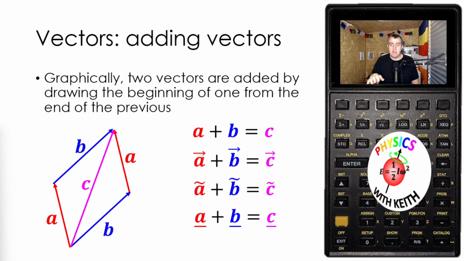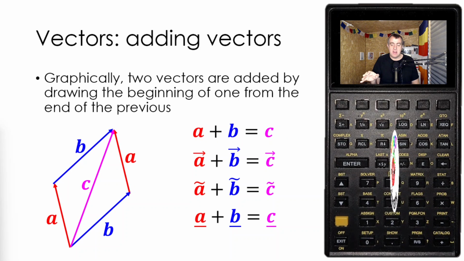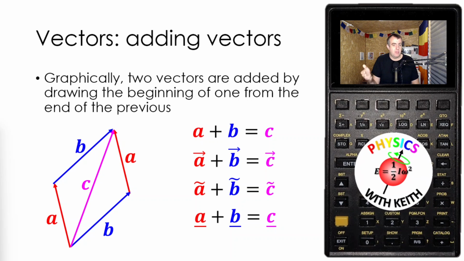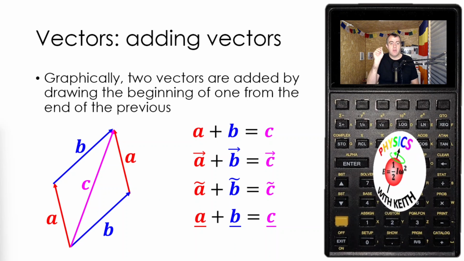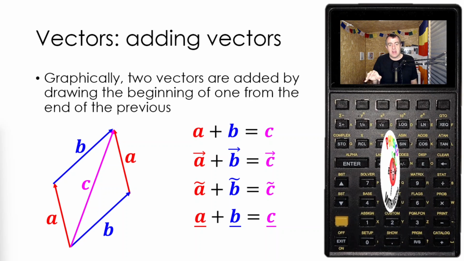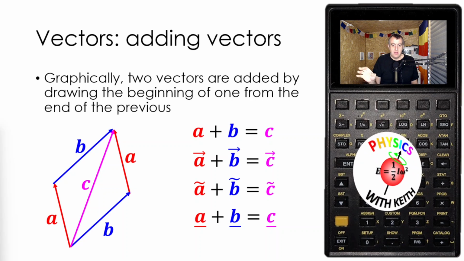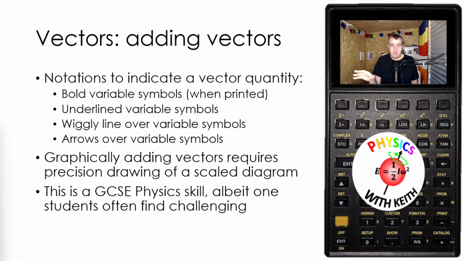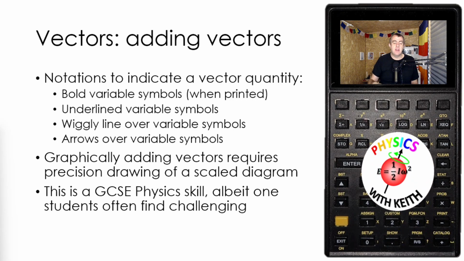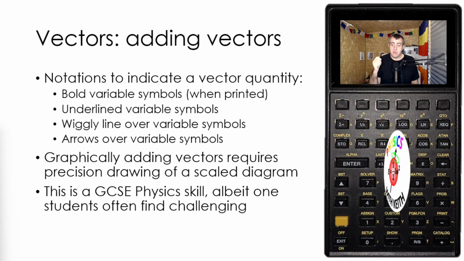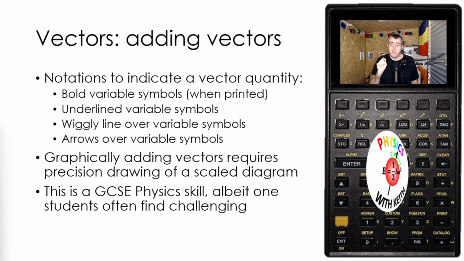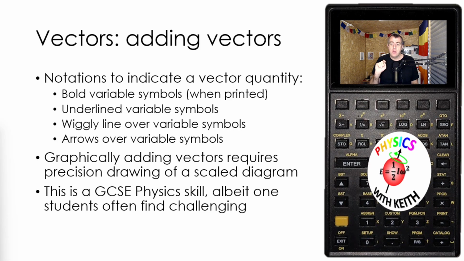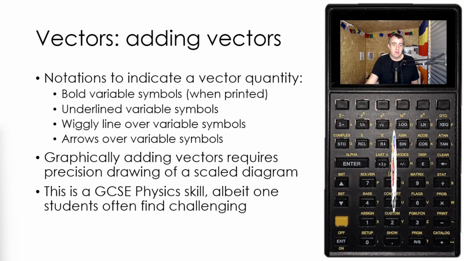That's a parallelogram, and very often students at GCSE level will learn about drawing a parallelogram of forces, for example, to add forces, and graphically adding things using a scale diagram. Okay, so a bit of a summary of the notations, which I've already mentioned. Graphically adding vectors requires the use of a protractor and a ruler, and being very careful. It's quite a skill to do, but it is a GCSE skill.